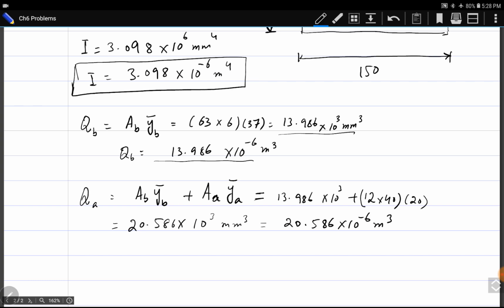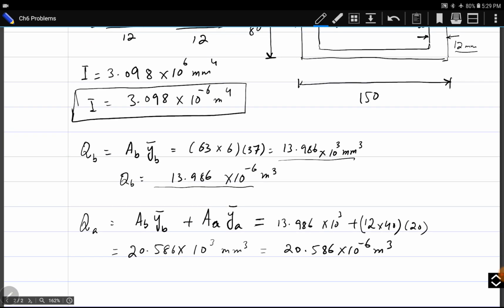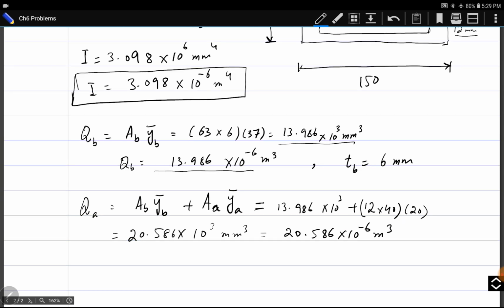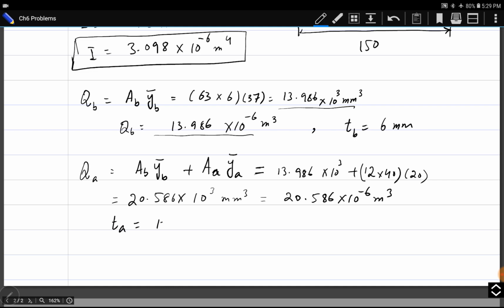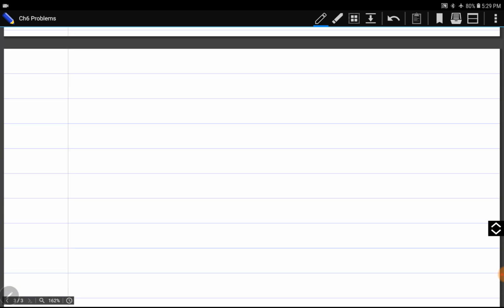Okay, QA and QB both have been calculated. Now we can find stresses at point A and point B. Thickness at point A is equal to 12 mm and thickness at point B is equal to 6 mm. So TA and TB are also known to us. TB is 6 mm and TA is 12 mm. Now we will find stress at A and stress at B.